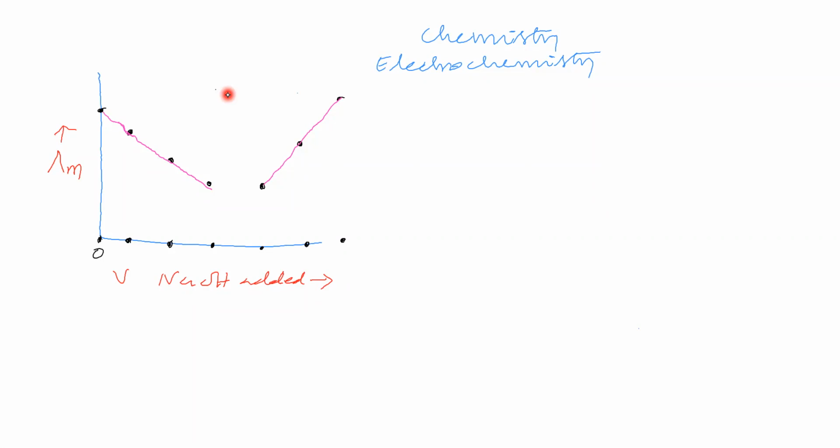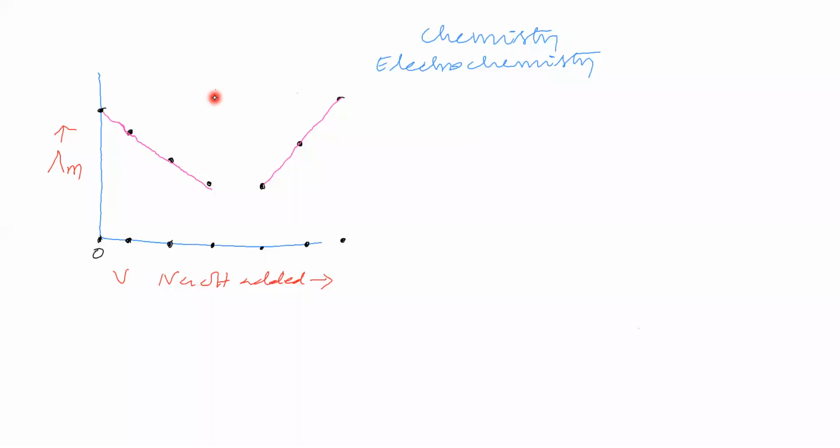Once the equivalence point is reached, all the HCl is completely reacted. At the equivalence point, there is no more HCl. So after the equivalence point, whatever sodium hydroxide is added will remain as it is in the solution. It will not go for reaction because there is no HCl.